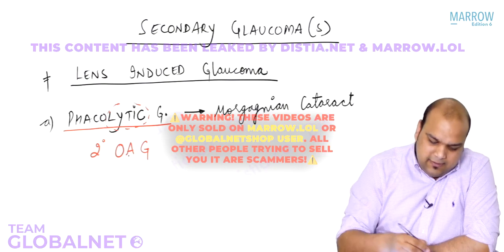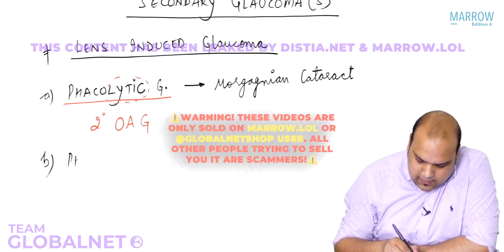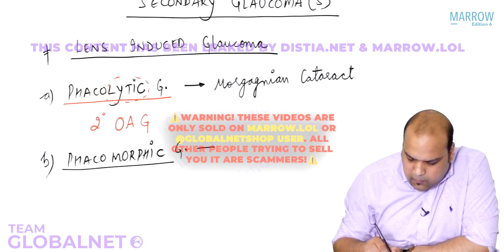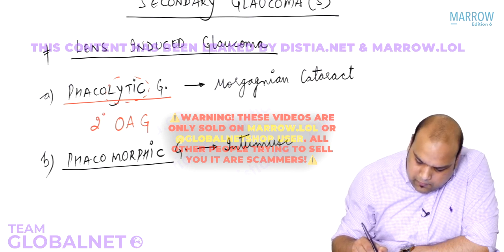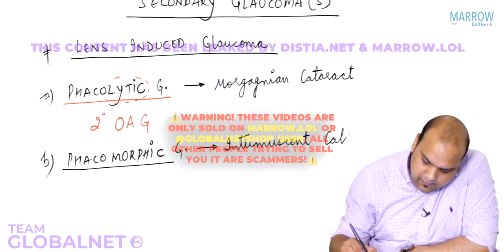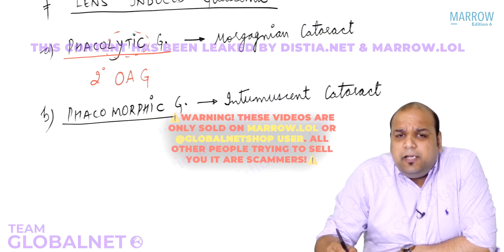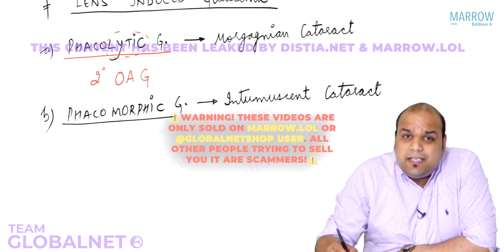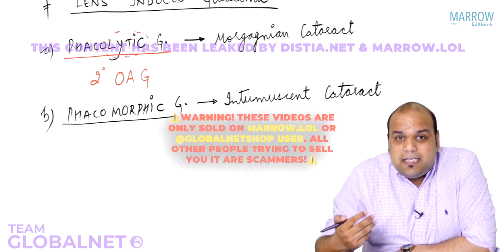Now, the second lens induced glaucoma is phacomorphic glaucoma. Phacomorphic glaucoma is caused by intumescent cataract. If you understand by the name, intumescence means swelling, swollen lens, intumescent cataract. Yes, guys, lens has become swollen.